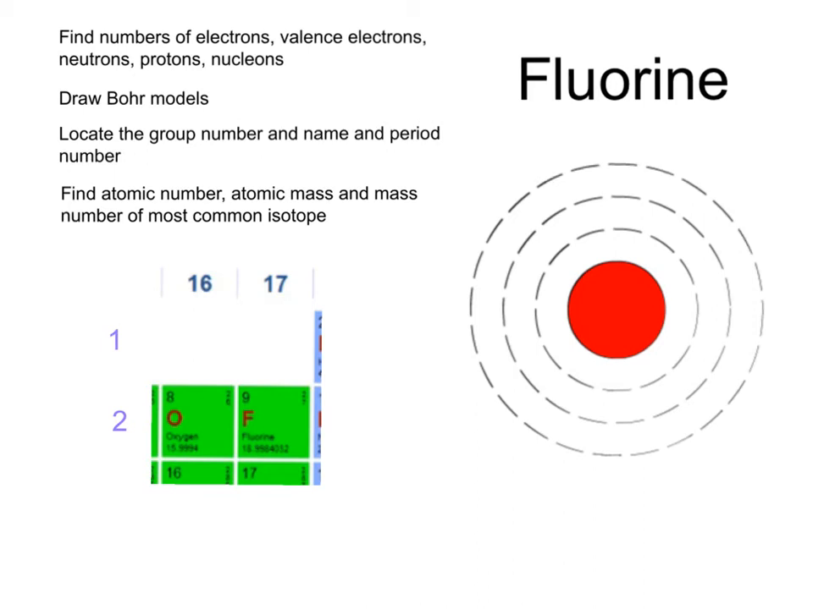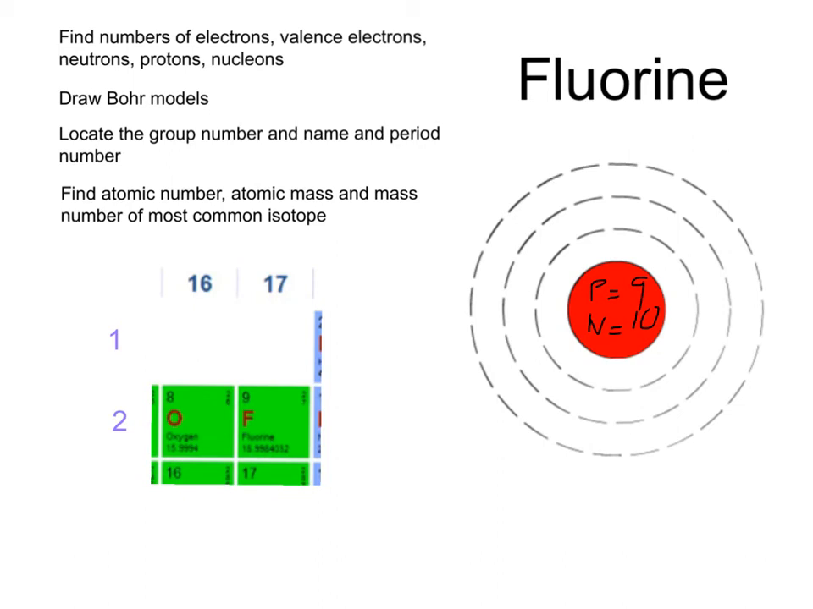The number of neutrons I have to get by rounding the atomic mass, which is 18.99 and so on. So we're going to round that to 19 and then subtract the 9, and that gets me 10 neutrons. Might as well pop those into our Bohr model. So we know that we have 9 protons because of this number here, right? And we know that we have 19 minus 9 for our neutrons, so that's 10.